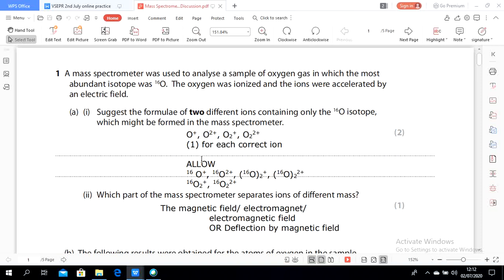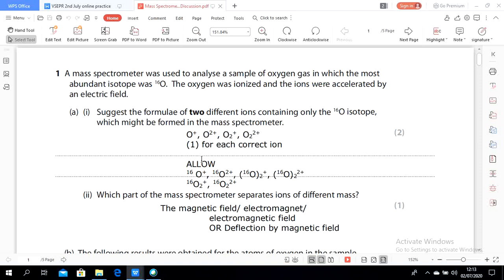So we know that in a mass spectrometer we have to see the highest mass to charge ratio to get the molar mass of the molecule. Remember, in mass spectrometry the molecule is in the form of ions.